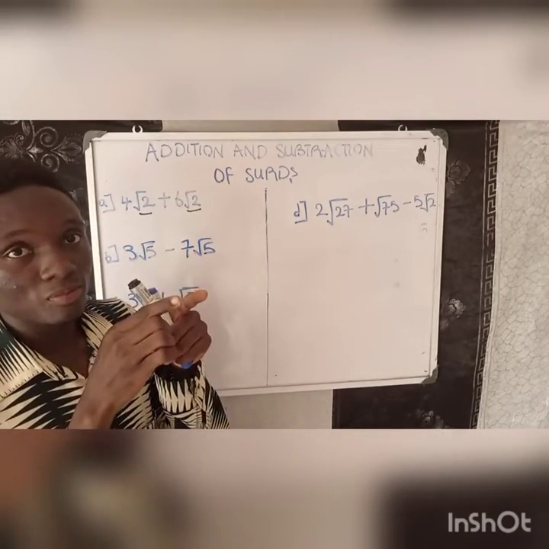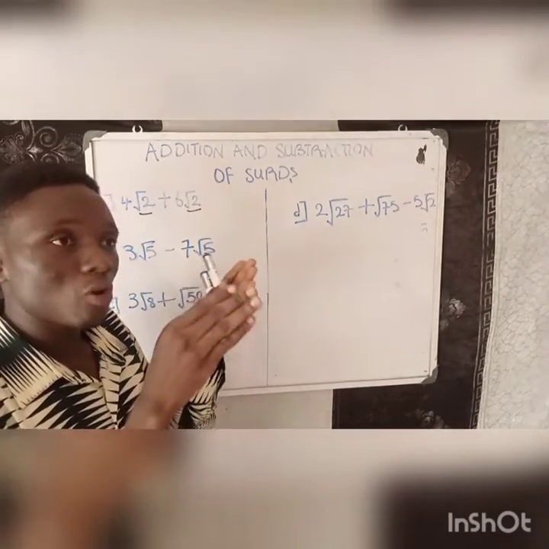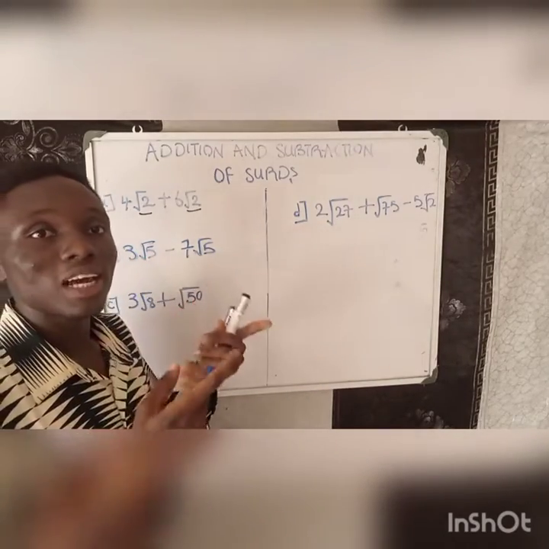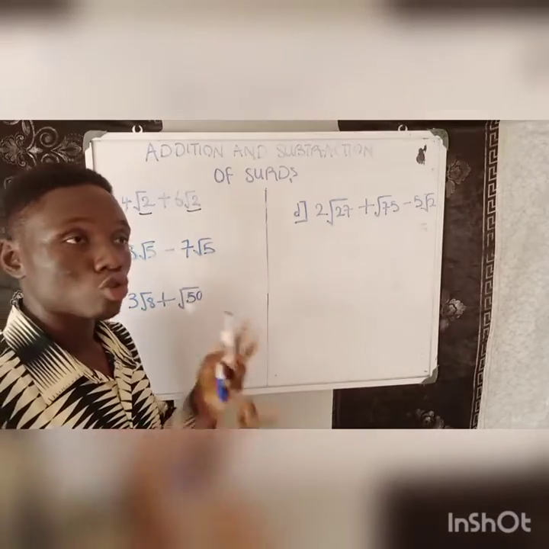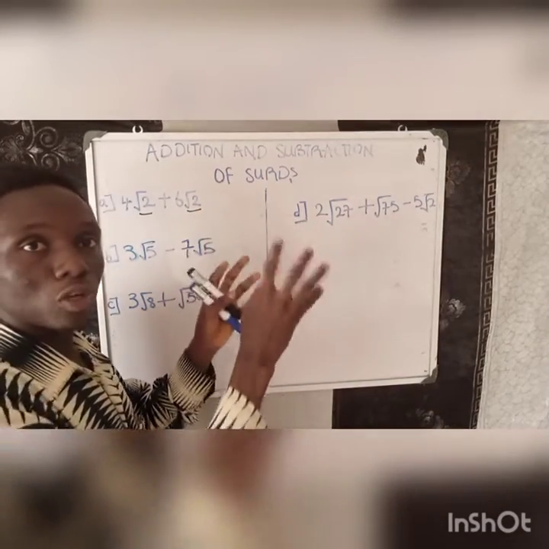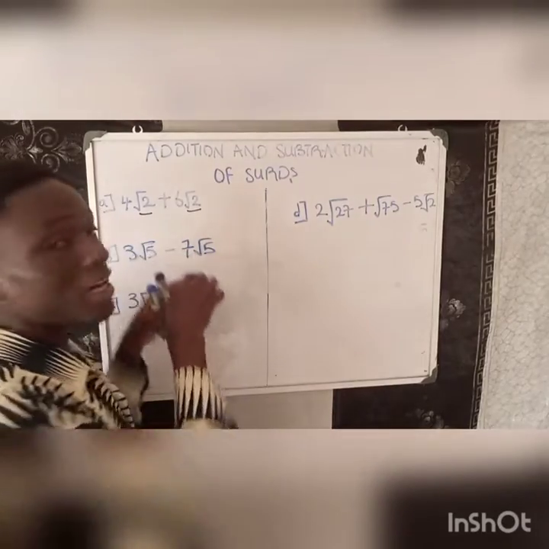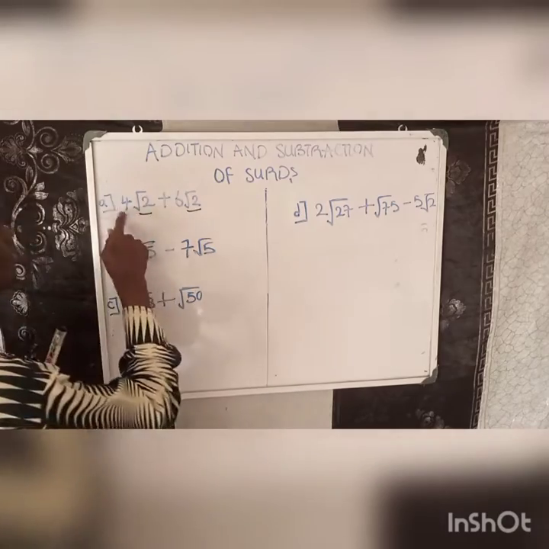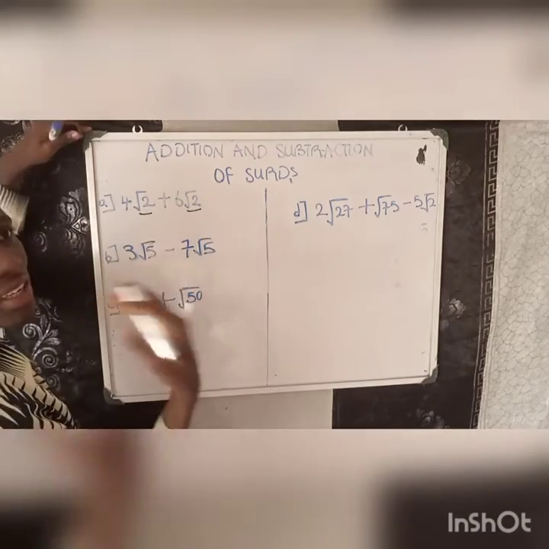In some cases, you may have different numbers which are not the same, but your work is to make them the same before you can add or subtract. So that is the whole idea behind this. It will give you a problem to know if you can make them similar surds before you add or subtract. Now for this one, since they are similar, there's not much to do here.